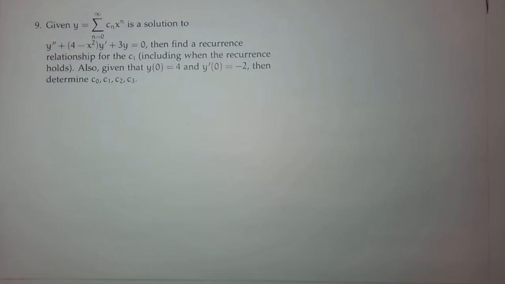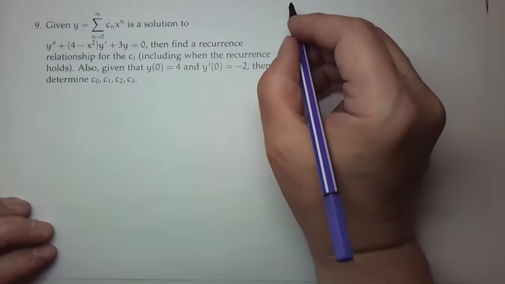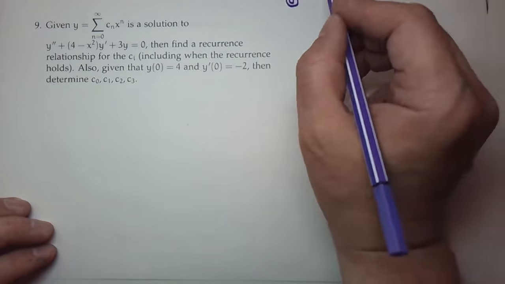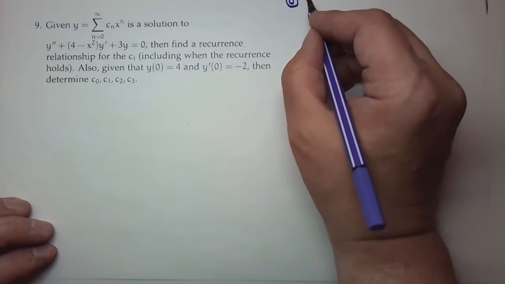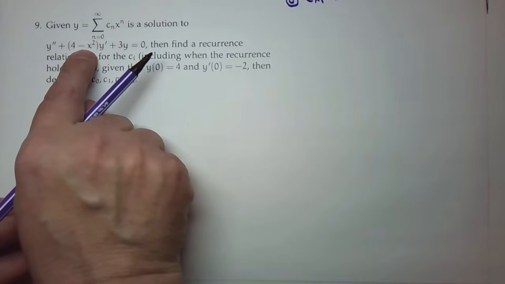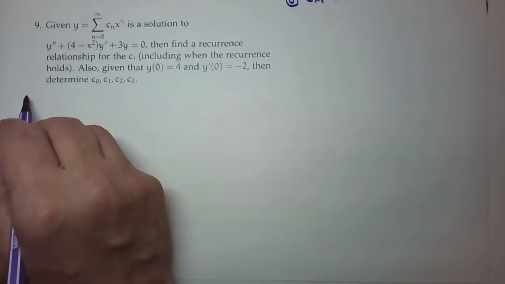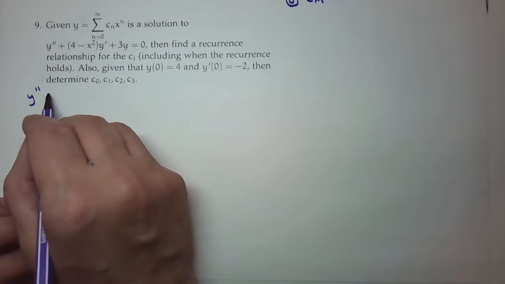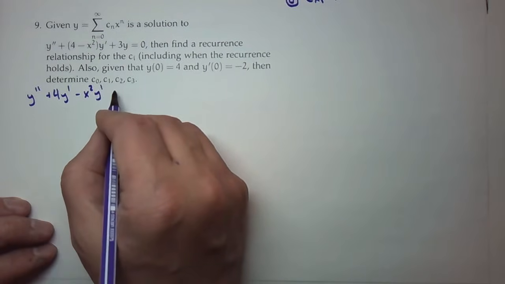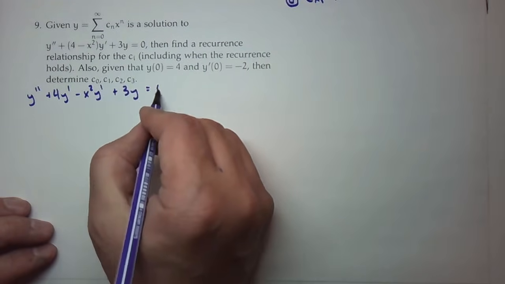So when we talk about recurrence relationships, it's the same idea. We just are going to be grouping coefficients together. So what's the process? Well, the first process, I'll call this step 0, is we're going to expand. When I say expand here, if you see something like 4 minus x squared, I'm going to multiply that into 2 pieces. y double prime plus 4y prime minus x squared y prime plus 3y equals 0.